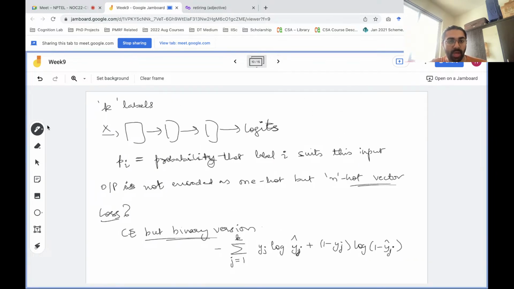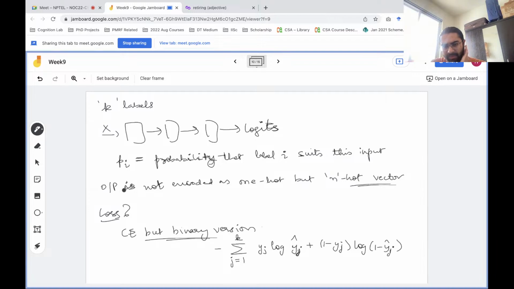So let's say when you have k labels, you take your input, some x, and then you go ahead with this approach of getting the logits. But now what you do is you say the pi is basically the probability that label i suits this input, right? That is, should I assign this label to this particular sample or not, right? That's the idea. And same thing here.